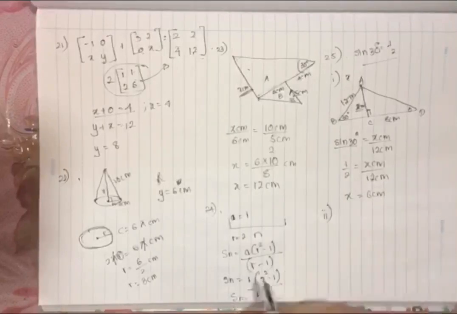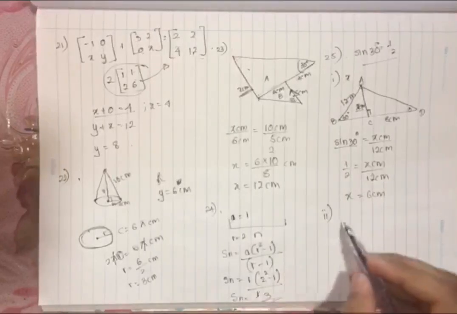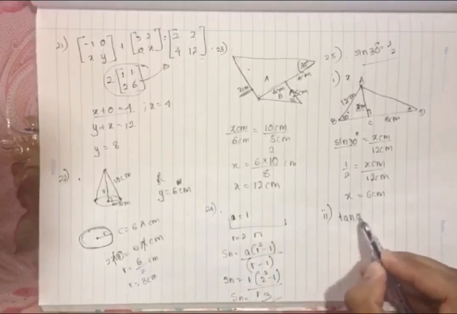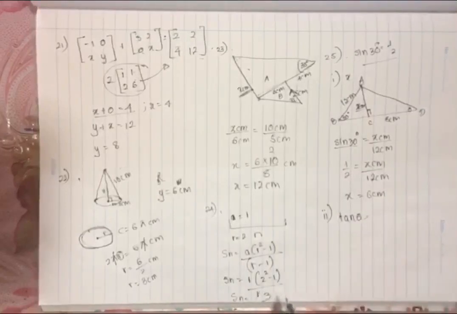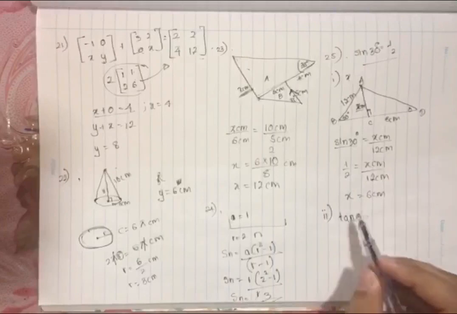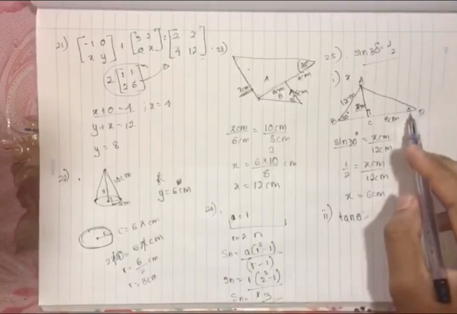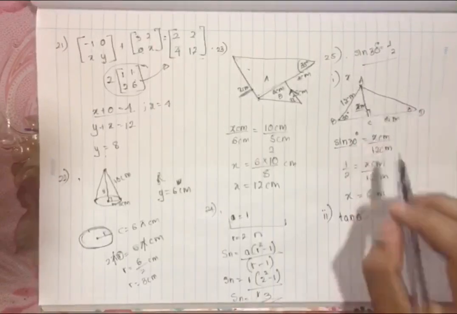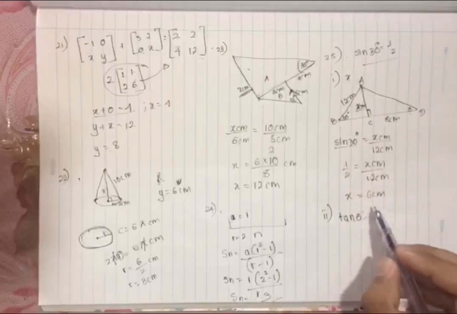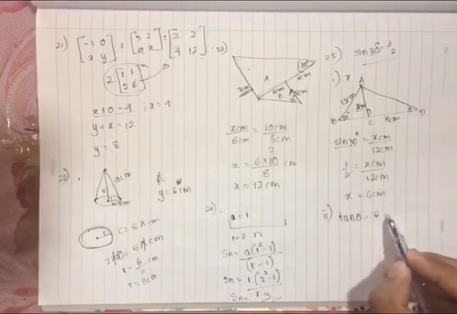How do we find the second part? They are asking you to find tan theta. Tan theta, of course, is easy. Tan is opposite over adjacent. So you have the opposite, how much is x? x is 6 centimeters.